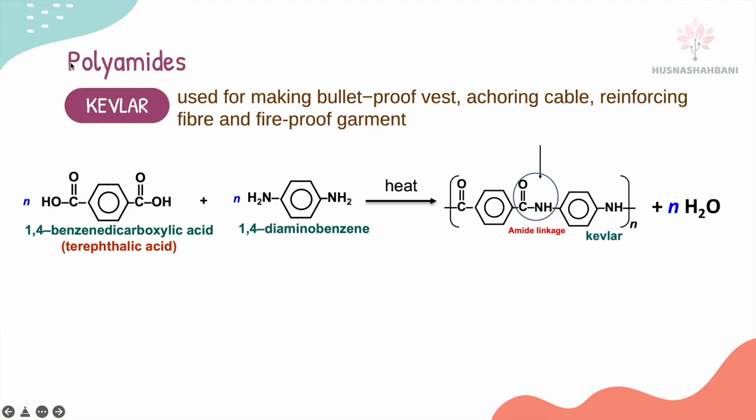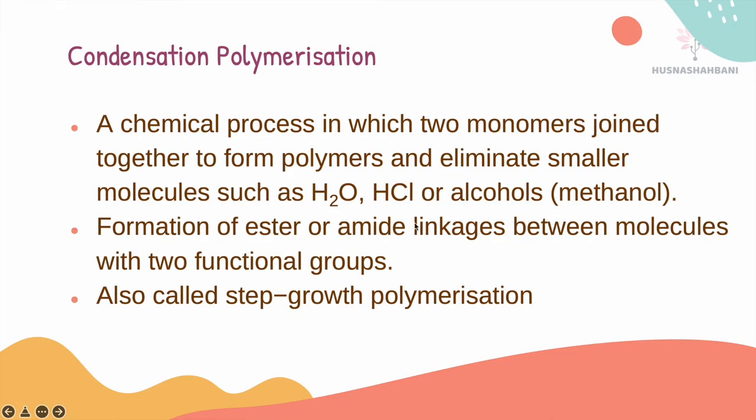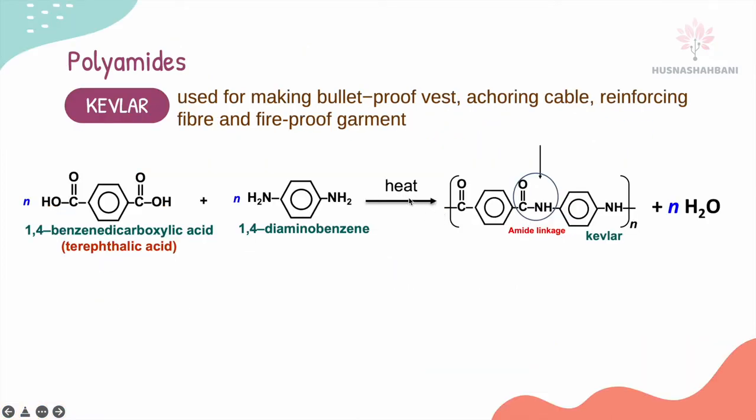Polyamides. This is the product of condensation polymerization. Kevlar. Polyamides, the name Kevlar. Kevlar is used for making bulletproof vests, anchoring cable, reinforcing fiber, and fireproof garment. In order to form the Kevlar, you need 1,4-benzene dicarboxylic acid reacting with 1,4-diaminobenzene. Heat, because we want to eliminate smaller molecules. So heat these two together.